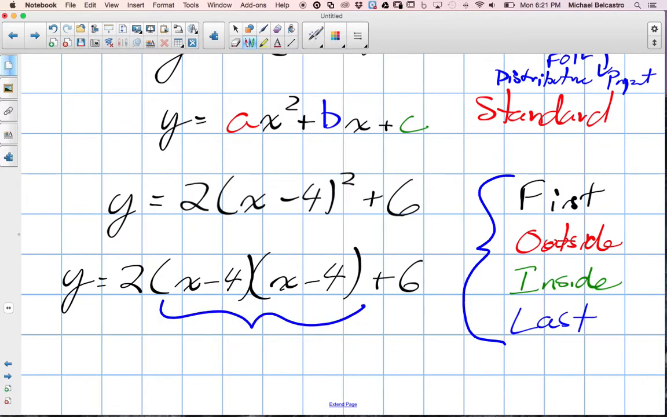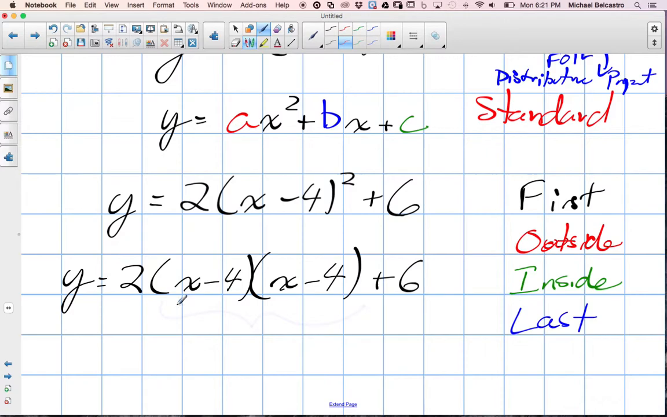Okay, so let's do that. Which would be the first terms in each bracket here? What would we multiply first? X with x. Very good. Okay, so I'm just going to write the next part here. Y equals 2. We have our bracket. X times x is? X squared. Good. Okay, so we have x squared.